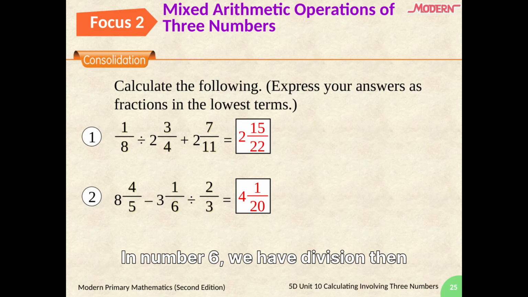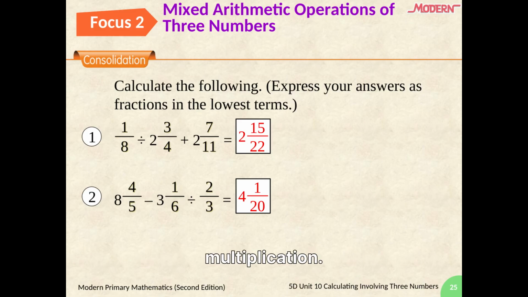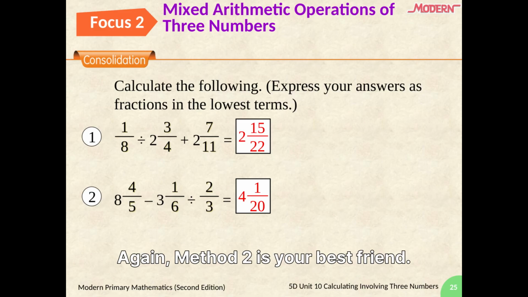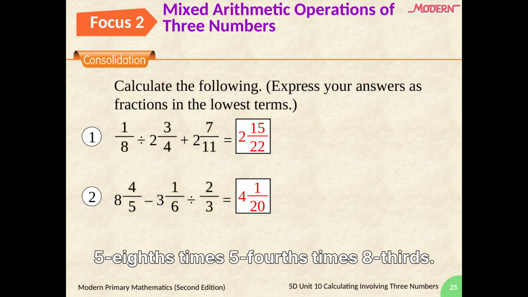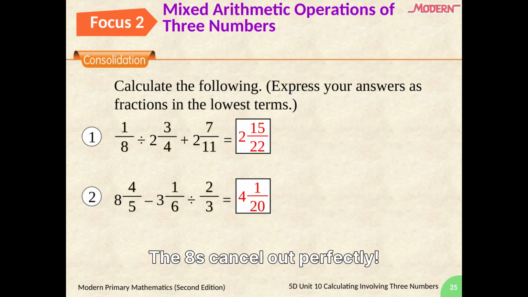In number 6, we have division, then multiplication. Again, method 2 is your best friend. 5/8 times 5/4 times 8/3. The 8's cancel out perfectly. We get 25 over 12, or 2 and 1/12.